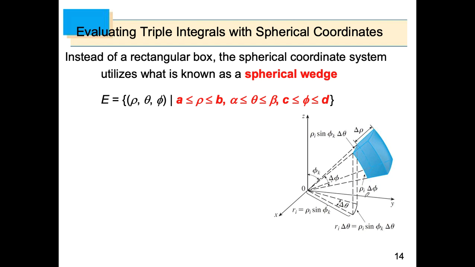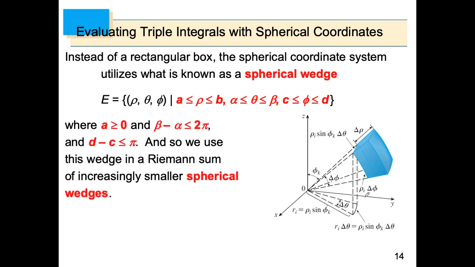But there are some facts you should know about spherical wedges. Again, this is a Riemann sum apparatus. Keep in mind that A must be greater than or equal to 0 because rho must be greater than or equal to 0. The interval from alpha to beta must be less than or equal to 2 pi, that way theta can go all the way around if possible. And also, don't forget, the difference between C and D must be less than pi, because once again, phi must be less than pi.